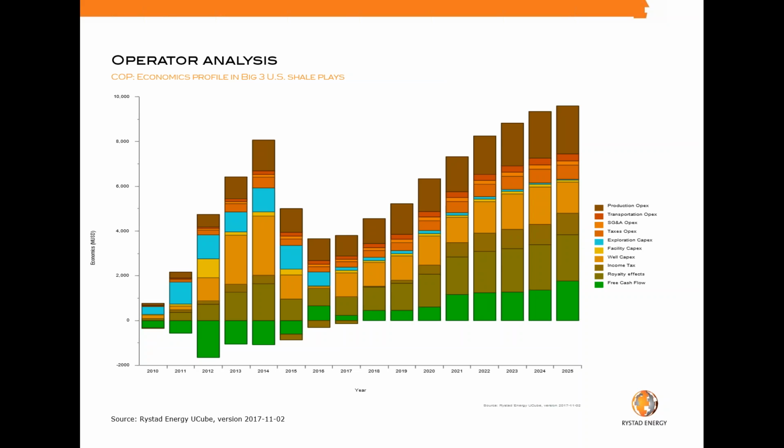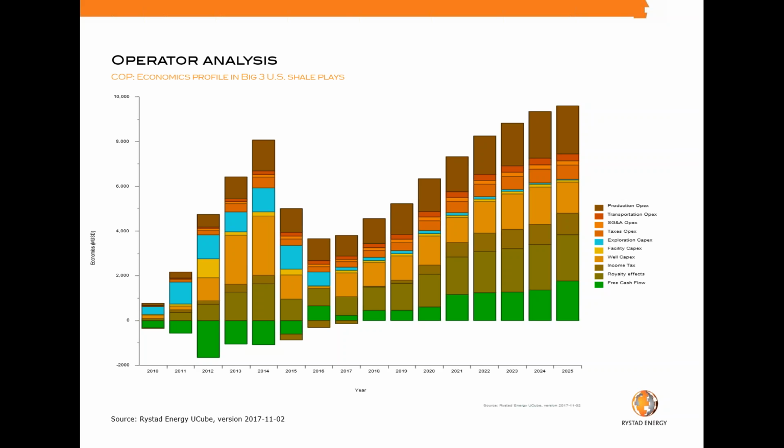Moving towards the economics profile, this is the economics profile aggregate for these three big plays, and what we see here is a contraction in drilling capital, which here is represented by exploration and well capex portions of the column in 2016. And of course, this was due in part to a contraction in activity, but also certain cyclicality elements and certain efficiency gains that played into this as well. And as activity picks up going forward, we see a pretty consistent increase in capex and operating expenditures.